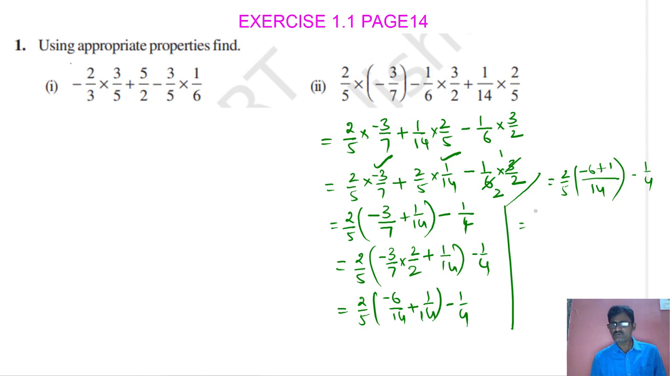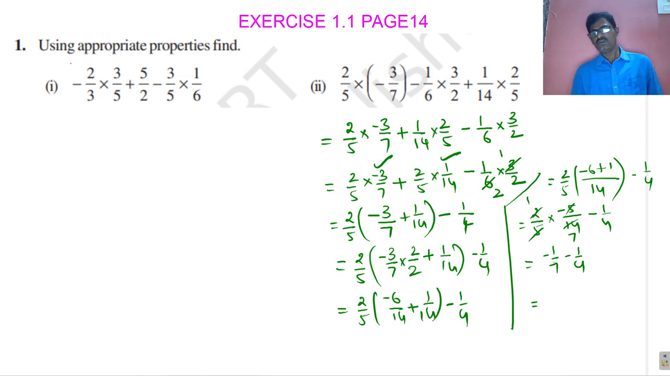So this is equal to 2 by 5 times, this is minus 6 plus 1 means minus 5 divided by 14, minus 1 by 4. So 5 and 5 cross out, then 2 times 1 and this is 2 times 7. So this is equal to minus 1 by 7 minus 1 by 4.